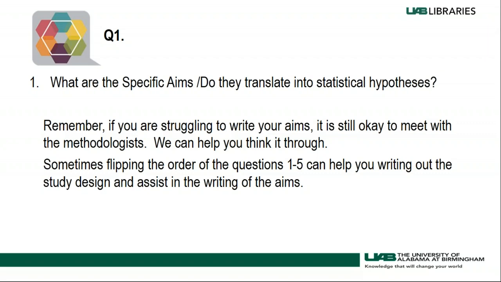Outcomes, if you're stuck on the aims, a good place to jump is to the outcomes. You just flip them out. That's why I said sometimes flipping the order of the questions can help you in writing out the study design and assist you in writing the aims. Because if you start thinking about what you're trying to measure, that may be the thread that helps you pull on this and open up a long series of questions.